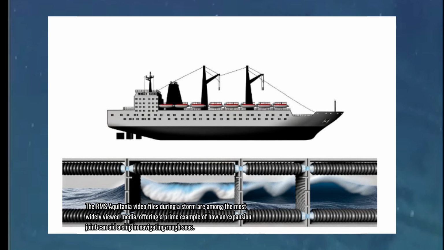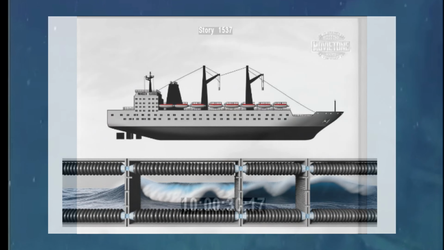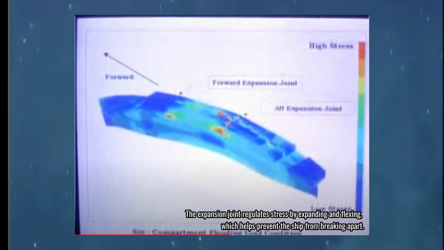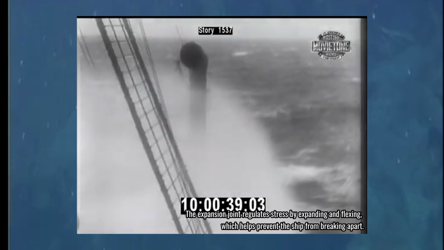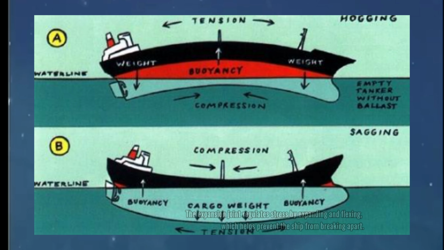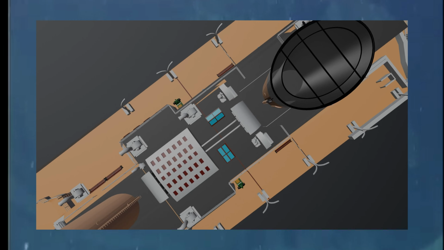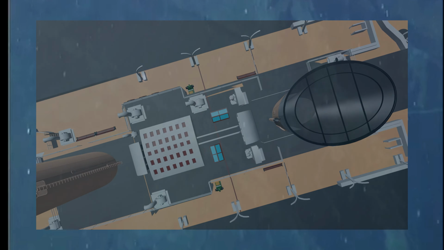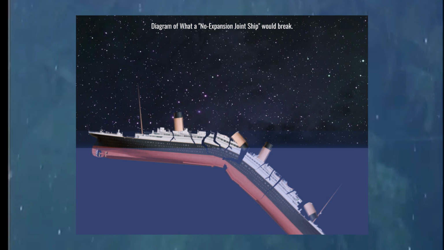In such conditions, rough waves subject the ship to intense stress, which could potentially cause damage. The expansion joints allowed the ship to distribute and regulate this stress by expanding if the ship experienced hogging. This prevented damage to the vessel. Without these expansion joints, a ship could fracture or, in a worst-case scenario, break apart and sink.